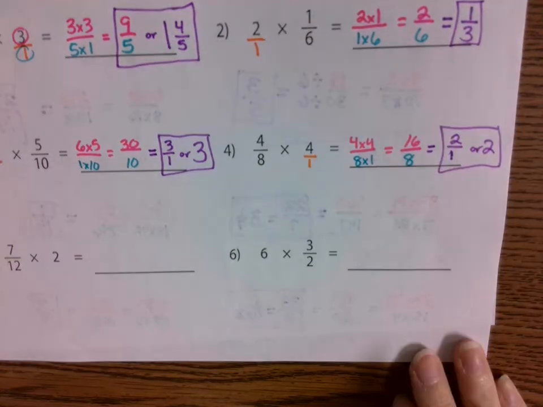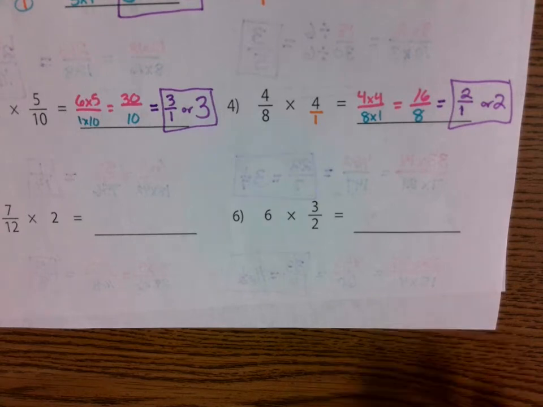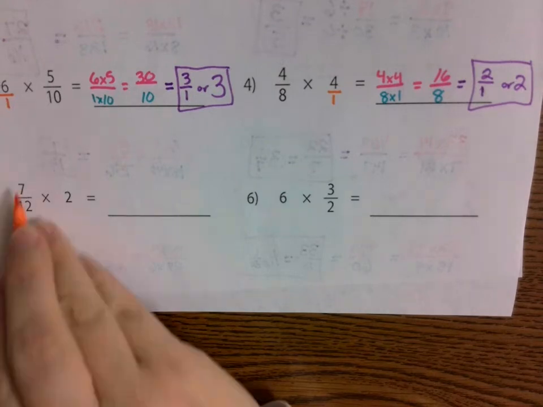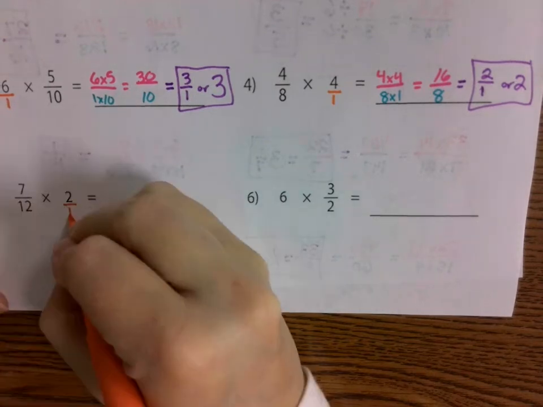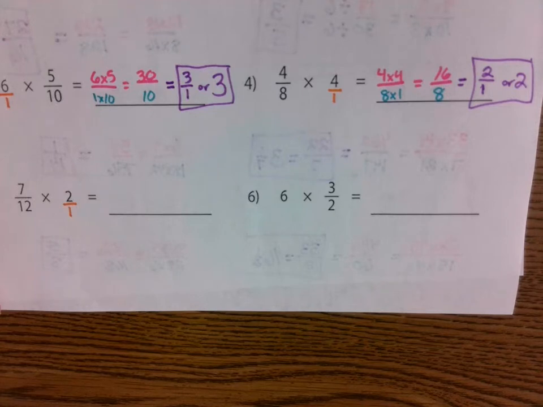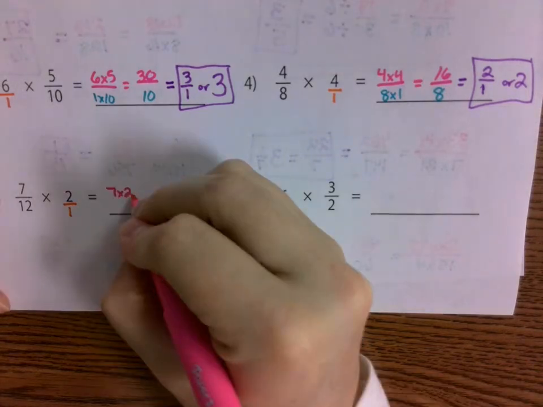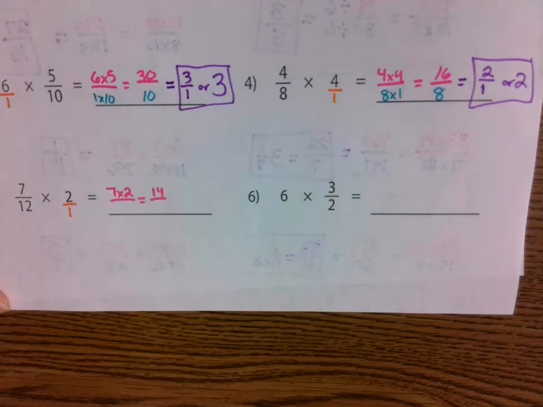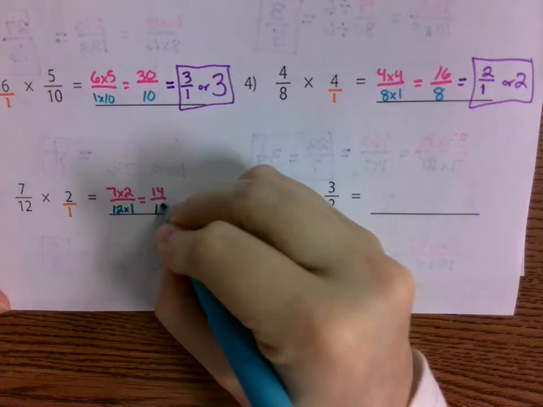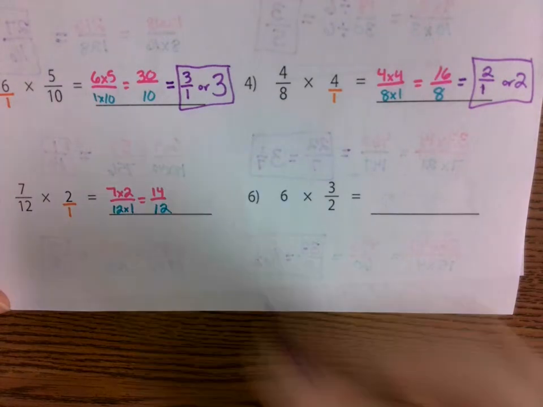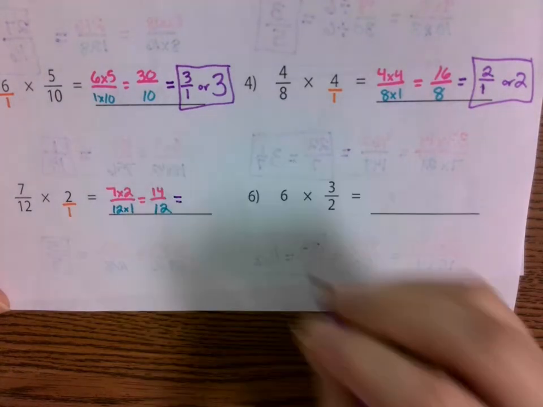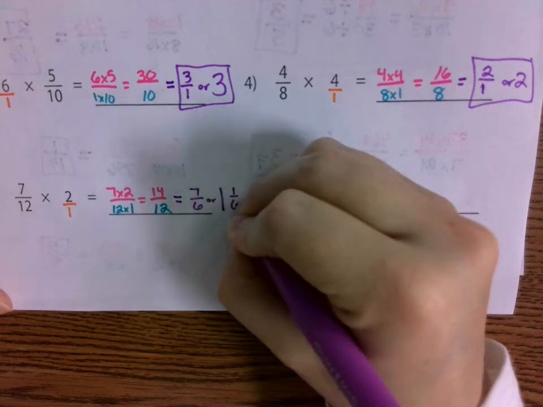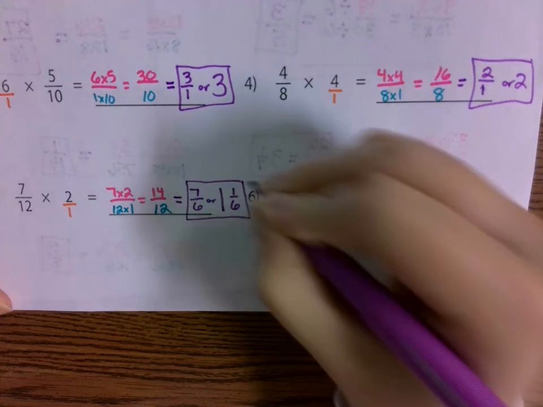Okay, problem number 5. We have 7 over 12 times 2, which is 2 over 1. We're going to multiply 7 times 2, which is going to come out to 14. Then we're going to multiply 12 times 1, which is going to come out to 12. And then 14 over 12 can simplify to 7 over 6, which is also the same thing as 1 and 1/6. Okay, you can have it as an improper fraction, or you can have it as a mixed number.